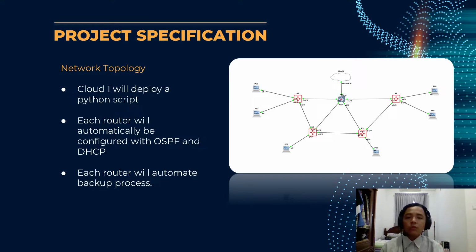Next, we move on to the network topology. So, this is our network topology, and I will explain briefly about it. First, Cloud 1 will deploy a Python script. Each router will automatically be configured with OSPF and DHCP, and each router will automate a backup process.